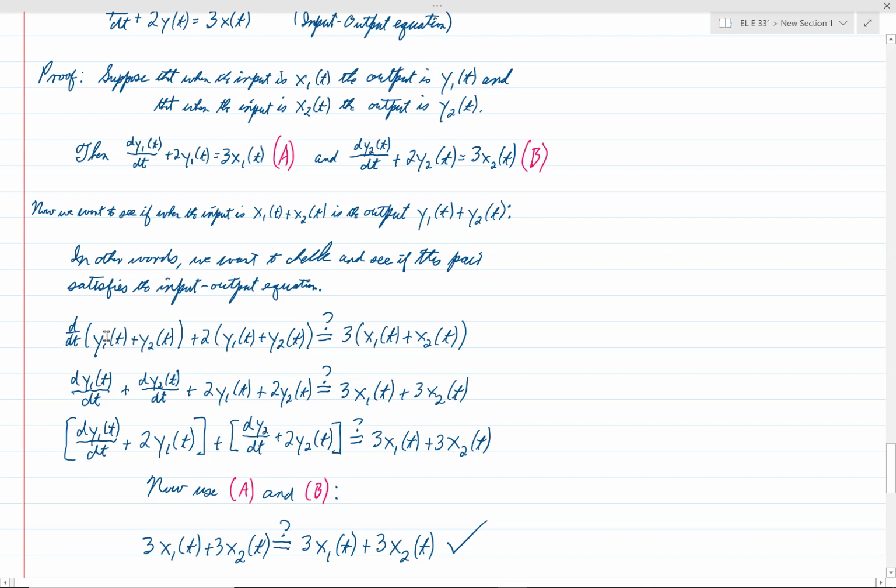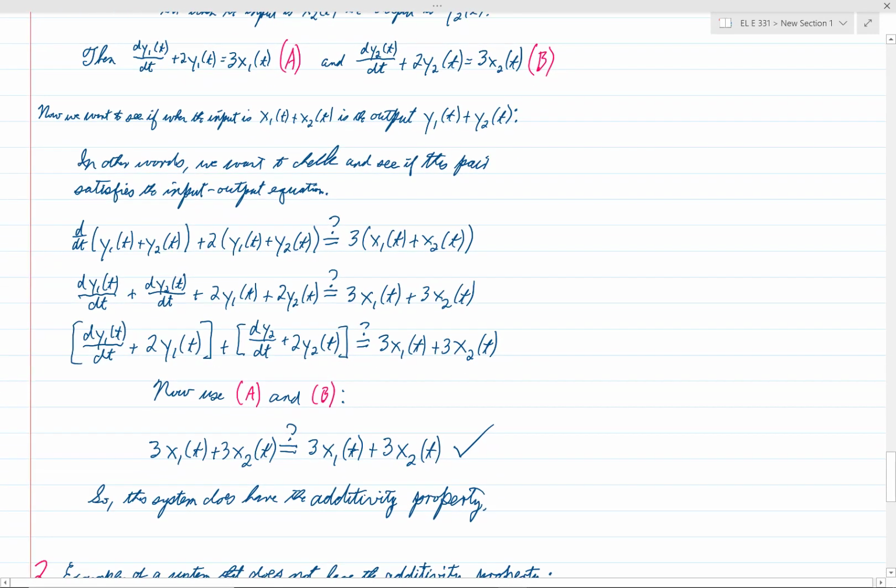Well, over here, the derivative of a sum is the sum of the derivatives, so I can write this, and likewise, 2 times the quantity y1 plus y2 is 2y1 plus 2y2. And over here on the right-hand side, 3 times x1 plus x2 is 3x1 plus 3x2. Now, over here on the left-hand side, I'm going to write these 4 terms in a different order, and I'm going to group everything with y1 together, and then group everything with y2 together. But over here on the right-hand side, I'll just leave everything as it was in the previous line.